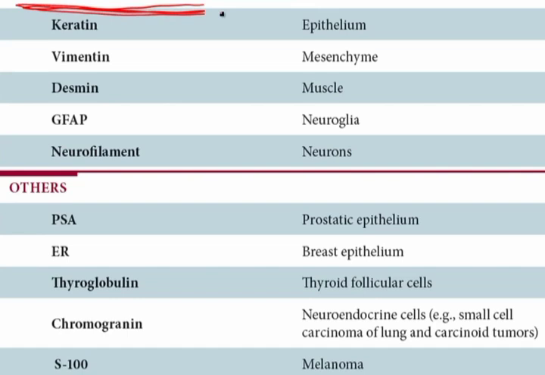Now it so happens that the intermediate filaments vary depending on the type of cell that you're dealing with. For example, all epithelial cells are made up of the intermediate filament keratin. So let's say that I have a tumor and I can't recognize whether the tumor cells are epithelial or something else, and I wanted to prove that they're epithelial. Well, I could do an immunohistochemical stain for keratin, and if the cells are keratin positive, that would indicate that I'm dealing with a carcinoma. Because remember, carcinoma is the name that we use for malignant epithelial tumors.